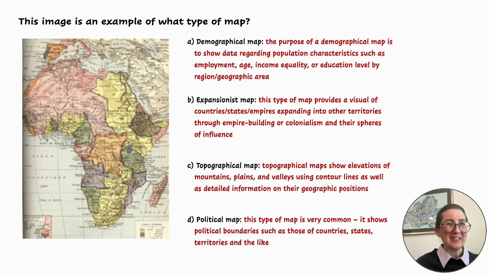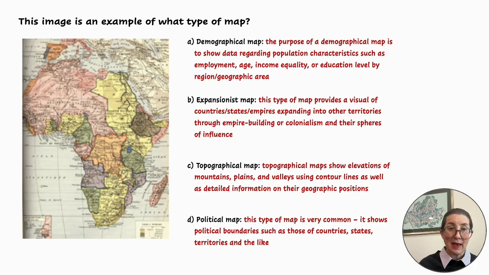Now let's get to the actual question. This image is an example of what type of map? A, demographical map, B, expansionist map, C, topographical map, or D, political map. We're going to define each first. The purpose of a demographical map is to show data regarding population characteristics, such as employment, age, income equality, or education level, by region or geographical area.